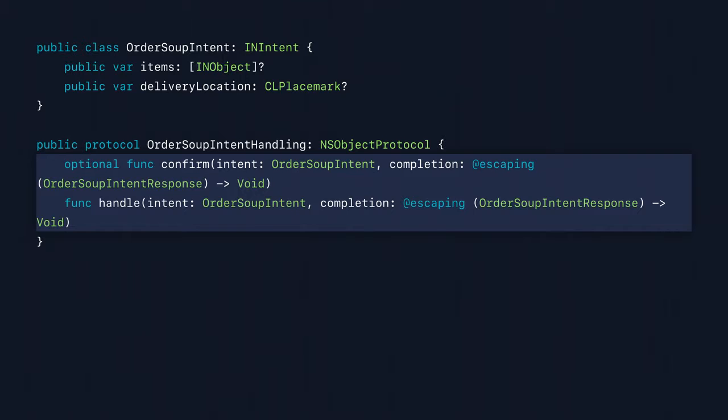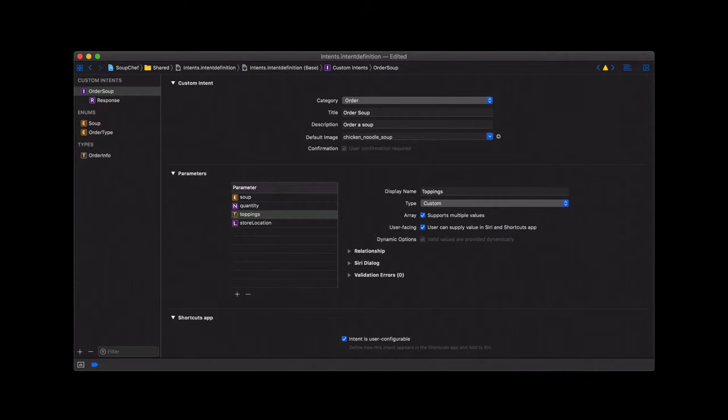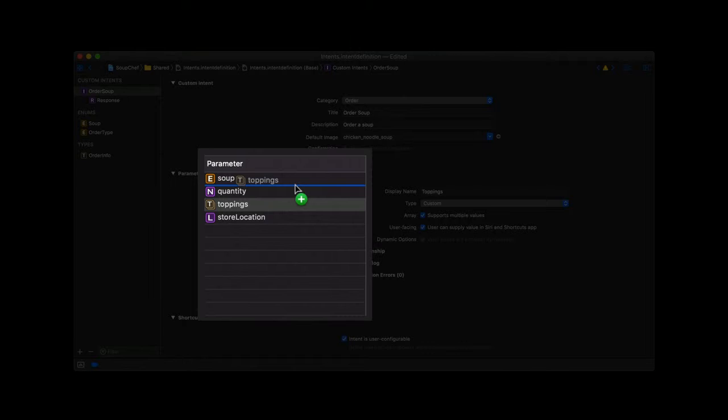So let's take a look at what this means in code. Xcode automatically generates an intent handling protocol for every intent that you define, and you implement that protocol in your intent handler. In iOS 12, Xcode generated these two methods, confirm and handle, which you would implement in order to execute your intent. But this year, Xcode will also generate resolve methods for each parameter that you've marked as user configurable. Siri will call the resolve methods and ask questions in the order of the parameters that you've defined in Xcode. And you can drag and drop the parameters in Xcode to change the order of parameter resolution.